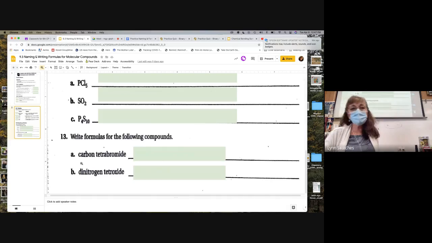I'll just pick on Logan. What's the formula for carbon tetrabromide, do you think? Guess, what's the symbol for carbon?